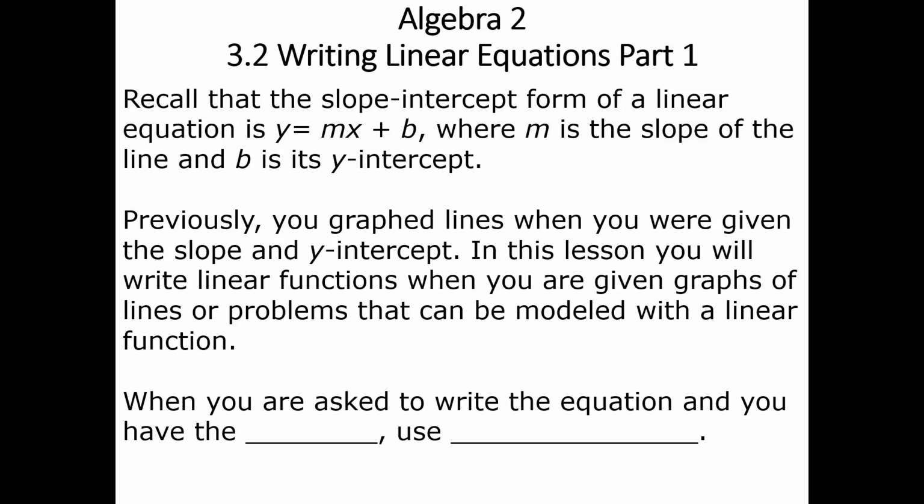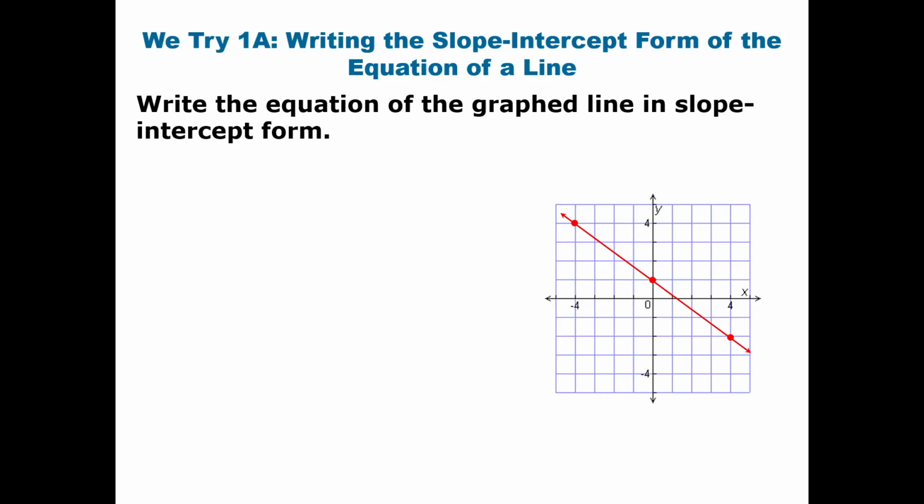Recall that slope-intercept form of a linear equation is y equals mx plus b, where m is the slope and b is the y-intercept. When you're asked to write the equation and you have the slope, use slope-intercept form. That's going to be key here. So when I have the slope, I want to use slope-intercept form. So let's write the equation of the graphed line in slope-intercept form.